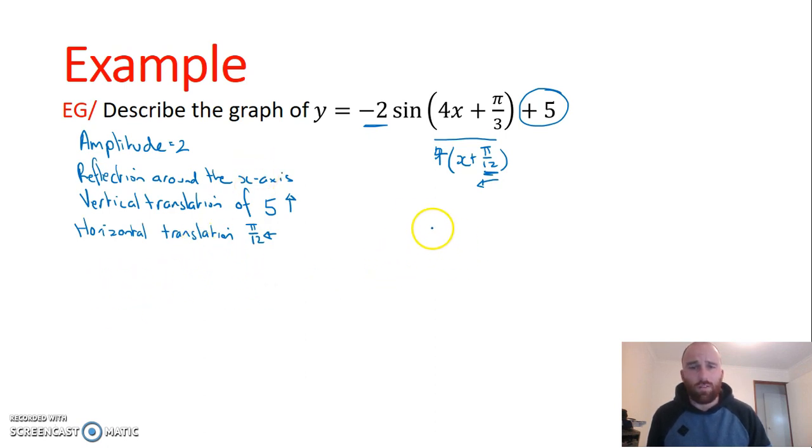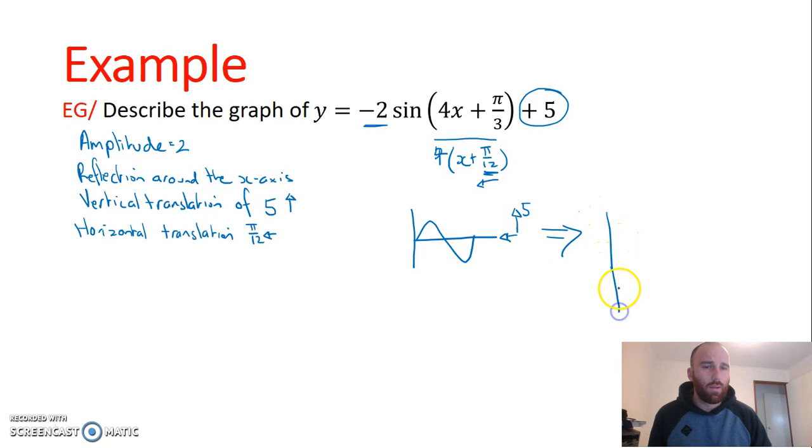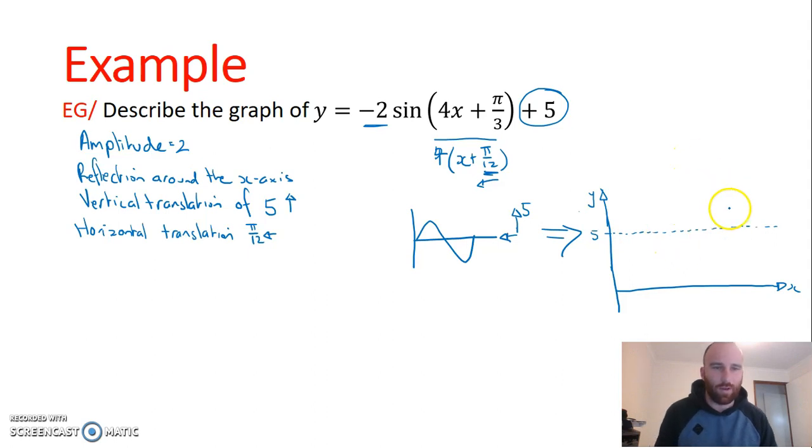Just remember when we're drawing our sine graphs, they traditionally look like this. Our middle value, because we've got a vertical translation of 5, has actually moved up, everything has moved up 5 units. So we can draw this again: that's my x-axis and this is my y, and I'm going to list that as 5. That's not an asymptote, so don't get confused. That's our mean, the middle of our sine graph.